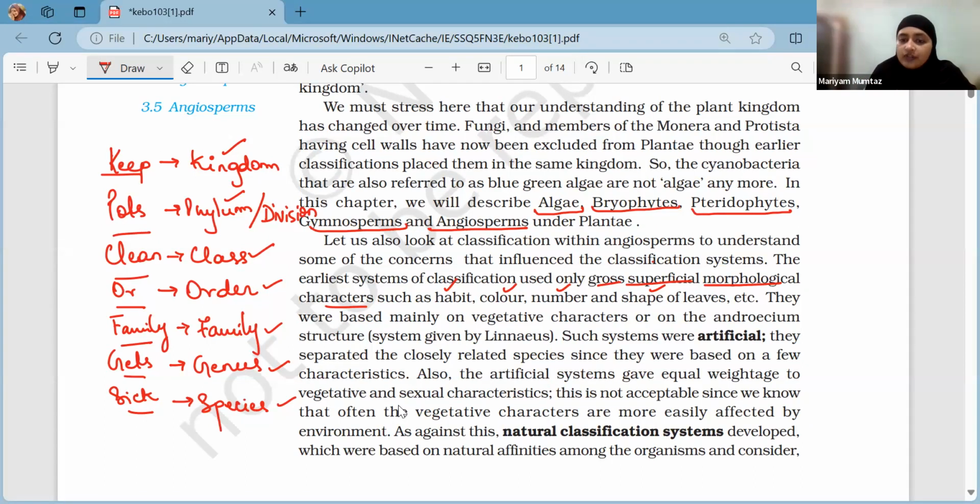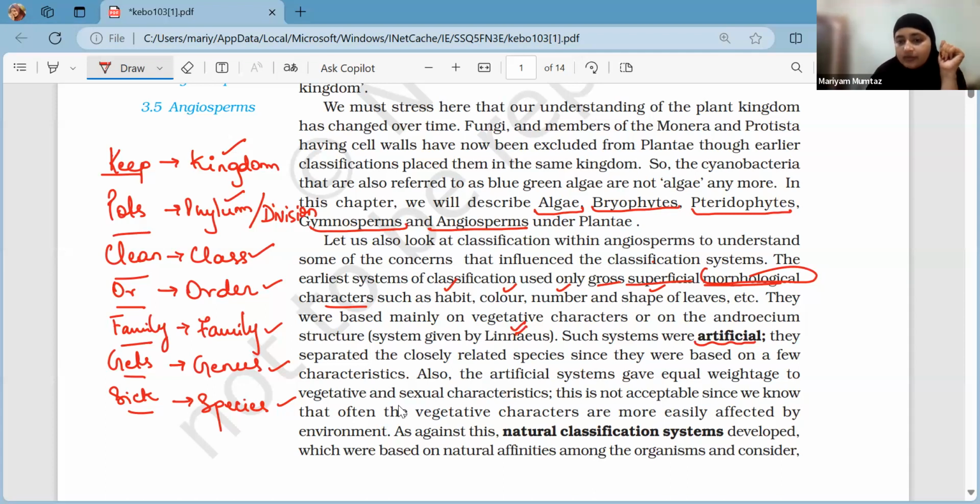Basically, all of these characters, since they are morphological characters, we'll also call them vegetative characters because it is with respect to the body of the plant. That type of artificial system, which was based upon the morphological features, was the artificial system of classification, which was given by Carolus Linnaeus.